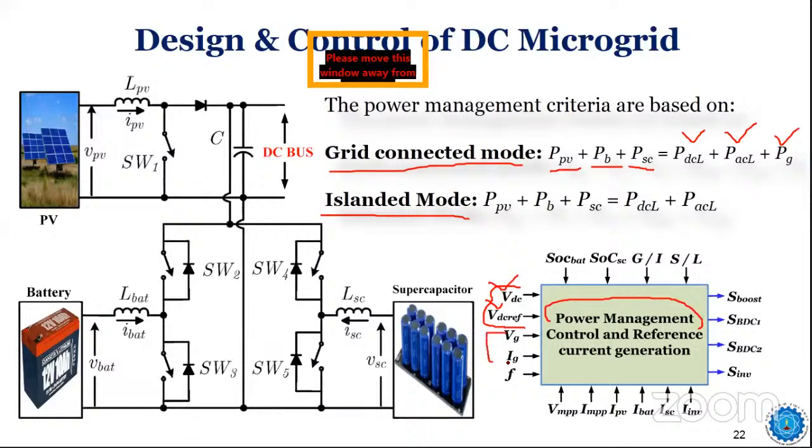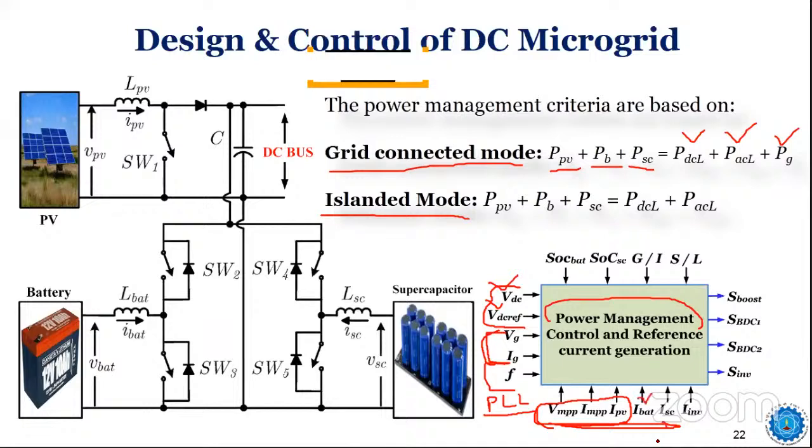Then you need to sense the grid voltage and grid current. Why are you sensing the grid voltage, grid current and frequency? That is to synchronize with the grid. The PLL technique, I showed you the block diagram initially, if you remember. The PLL will try to synchronize, so that needs the information of grid voltage, grid current and frequency. Then on the PV side, you need VMPP, IMPP, IPV, everything for MPPT tracking. Battery current you need, supercapacitor current you need, and the inverter current. This information is required to develop a controller for the bidirectional converters on the battery side and supercapacitor side, and for inverter control.